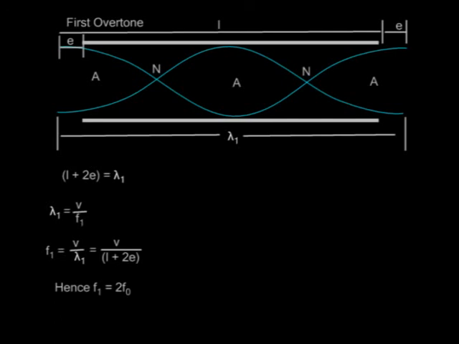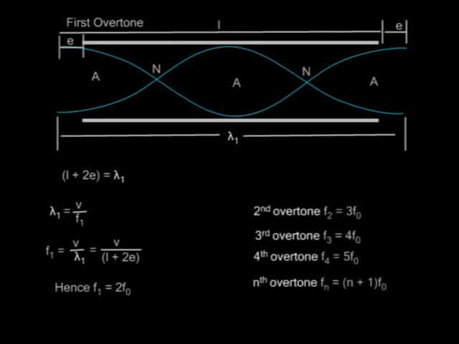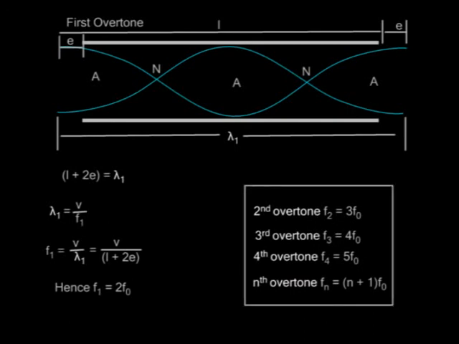It can be shown in the same way that the frequency of the second overtone, F2, equals 3F0. Similarly, third overtone, F3, is equal to 4F0. Fourth overtone, F4, is equal to 5F0. The nth overtone, Fn, is equal to n plus 1 into F0. Thus, an open pipe has all the harmonics, that is both even and odd.